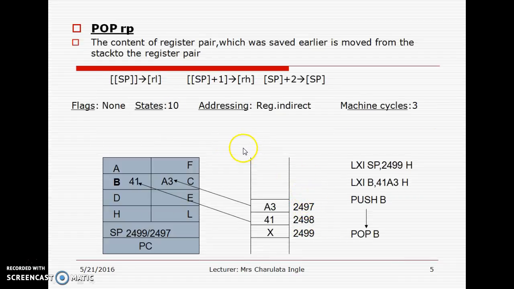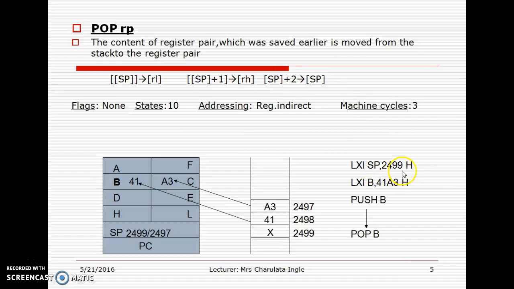Exactly opposite of PUSH, there is an instruction POP RP. Whatever data we have stored earlier in the stack will be retrieved back with the use of POP RP. This instruction means the content of the register pair specified in the instruction, which we have already saved earlier, is moved from the stack to the register pair. In this case, the stack pointer contents will be loaded first into the lower order register. The SP+1 contents will be stored in the higher order register, and the new stack pointer will be SP+2.